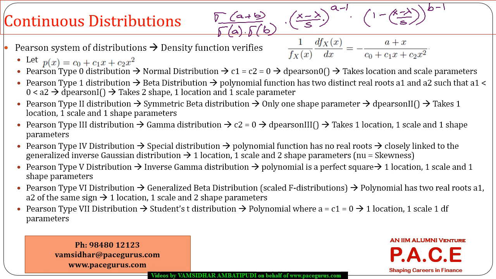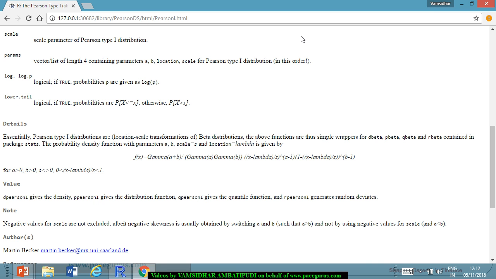See, generally when we take lambda equal to 0 and s equal to 1, we directly write it as x to the power a minus 1 into 1 minus x to the power b minus 1. Whereas here the location parameter lambda as well as the scale parameter s would also be considered. So we have 4 different parameters out here. I can very well define these 4 parameters and generate different beta distributions out here.